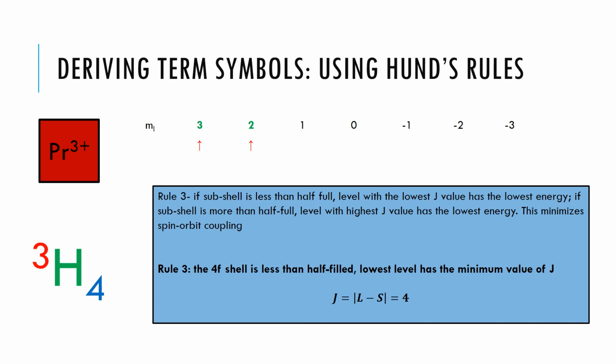The red number comes from my multiplicity value of 3. H comes from my value of L. And 4 comes from my J value.